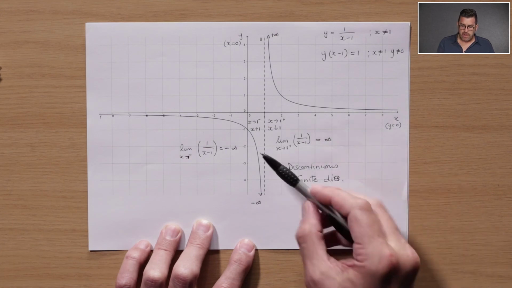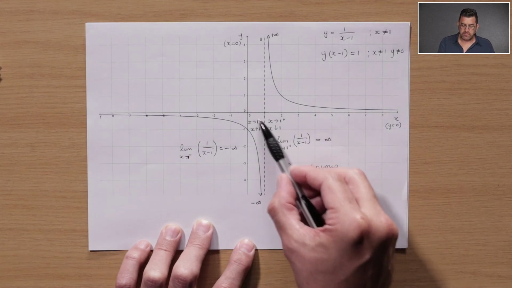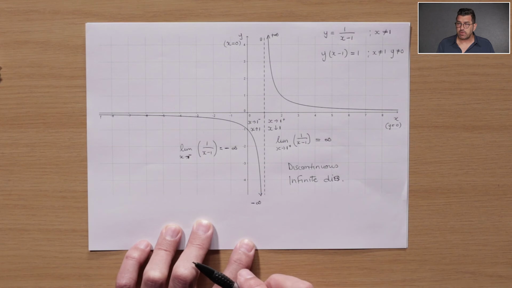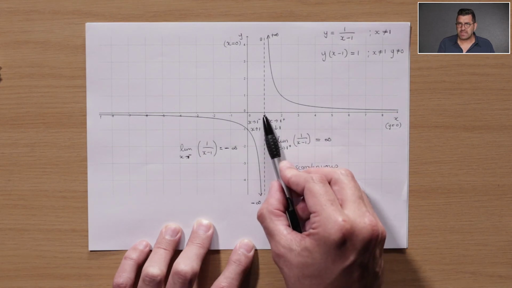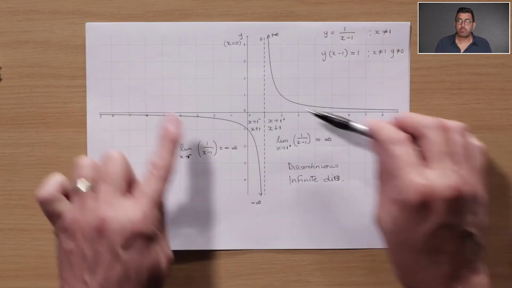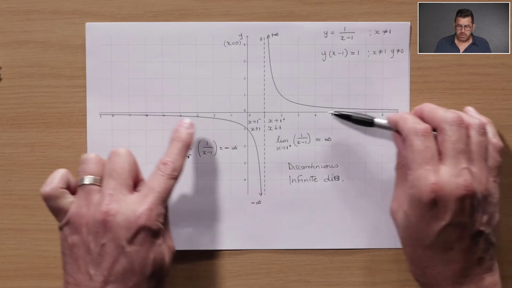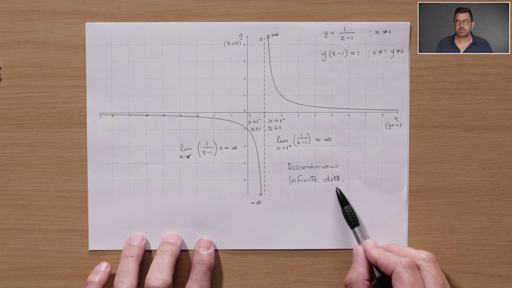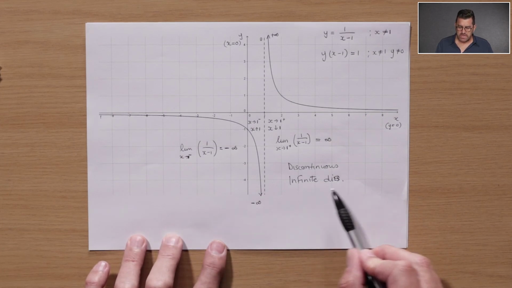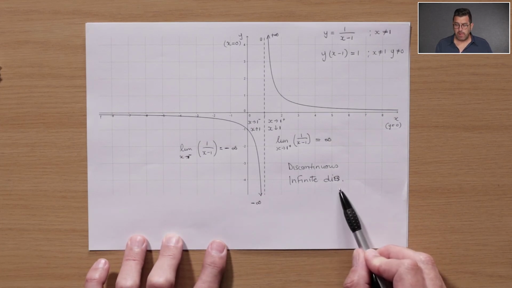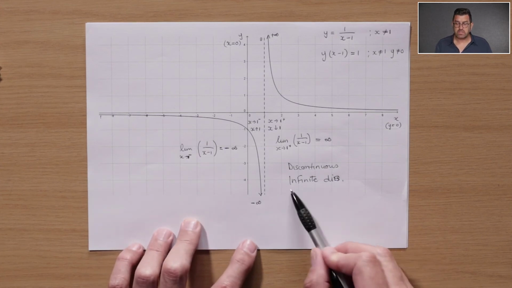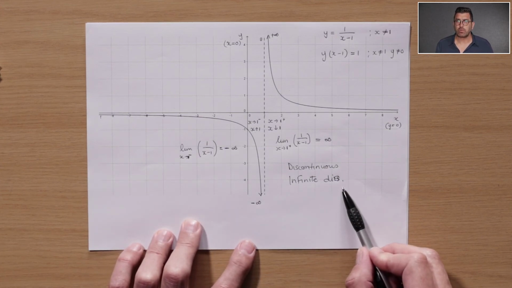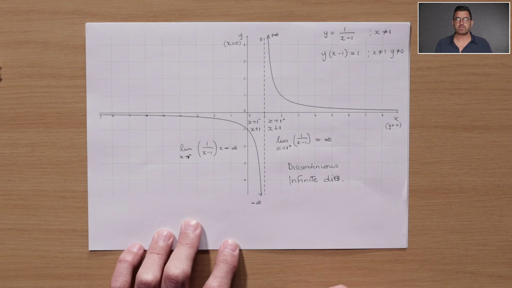That means there's a problem at this value for x, and what is the problem? Well, as I approach the x, the y's are shooting in opposite directions, but they're both shooting to infinity. Okay? So it's infinite discontinuity. There are some textbooks that refer to this under a different name, but at WITS we like to call this an infinite discontinuity.